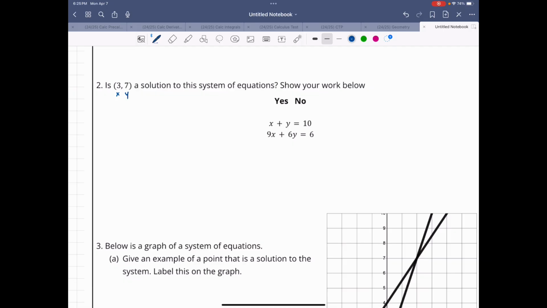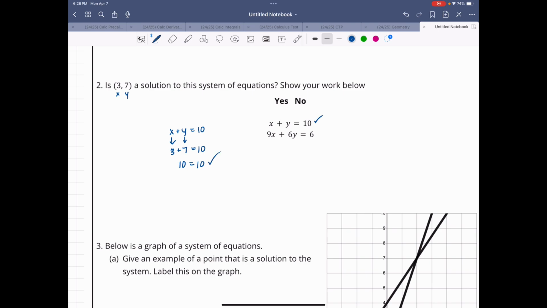Where you see an x, so this is x plus y is equal to 10. Where you see an x, you're going to replace it with 3. Where you see a y, you're going to replace that with 7. So 3 plus 7 is 10. And is 10 equal to 10? Yes, it is. So we know that it works for this equation.